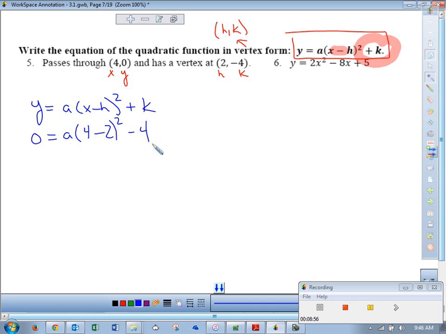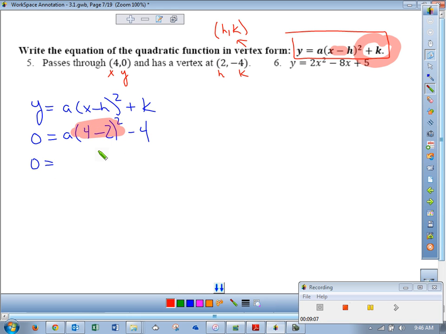Y'all cool with how I substituted in? And I labeled my stuff that they gave me, put them in the formula. Then I follow the order of operations. I got to do this part first. What's 4 minus 2? It's 2. Doesn't that have to get squared also? What do you get right there? 4. And it's being multiplied by a, so you got to keep that a with it. Then there is a minus 4 also.